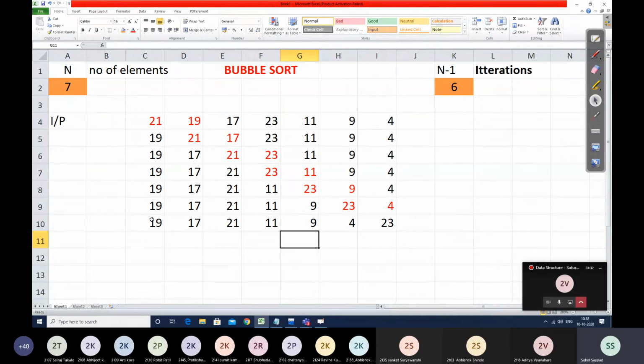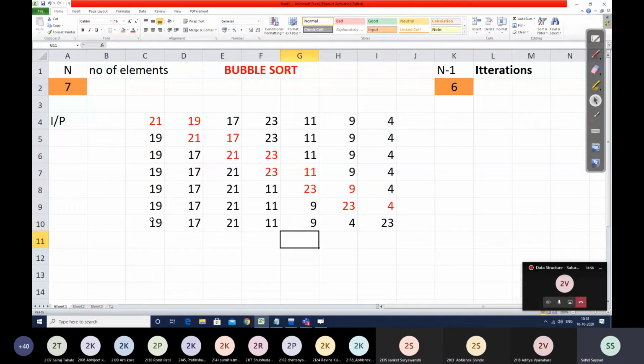Now, do we have the largest number of the original given input to the extreme right? My dear students, is it so? Is it 23? Yes. Our first iteration is completed now. This is just the first iteration. This is not my total sorting. Understand this. What we did up till now is just our first iteration.